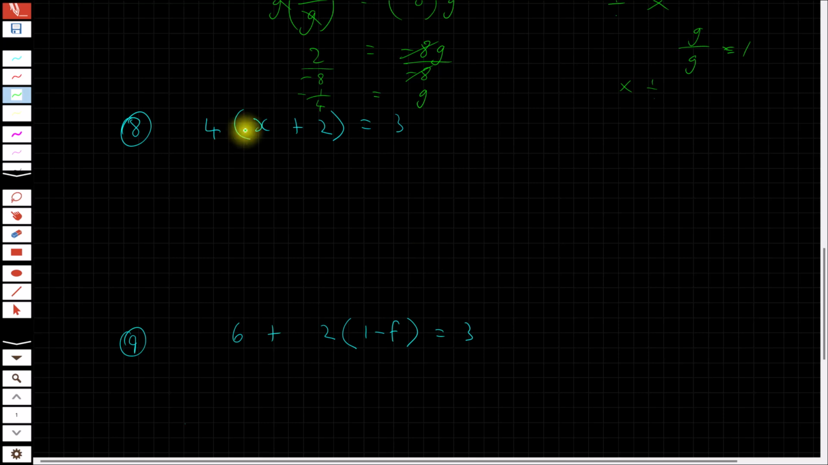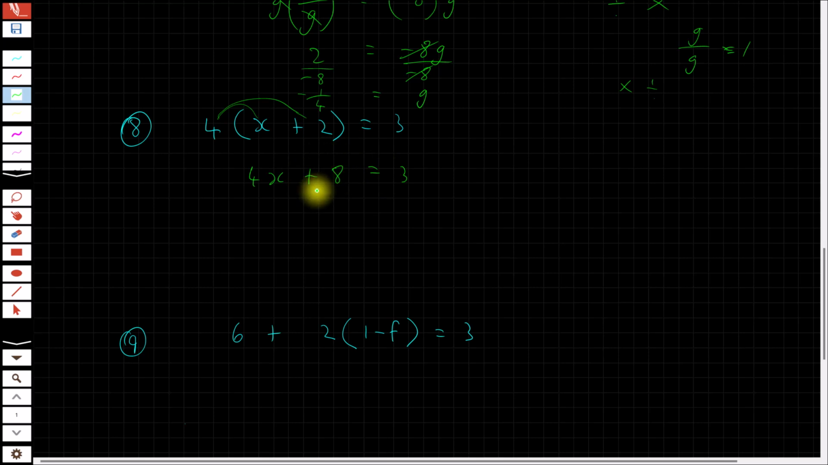Number 8, we have some brackets here. So in this particular case, we can expand the brackets. So multiply the 4 by each term inside the brackets there. 4 times x is 4x. 4 times 2 is 8. We have a plus in the middle. And that equals 3.